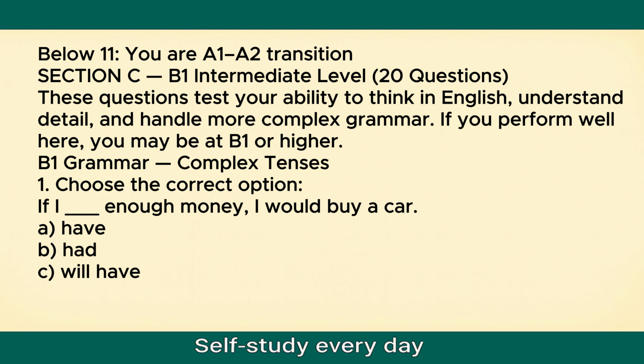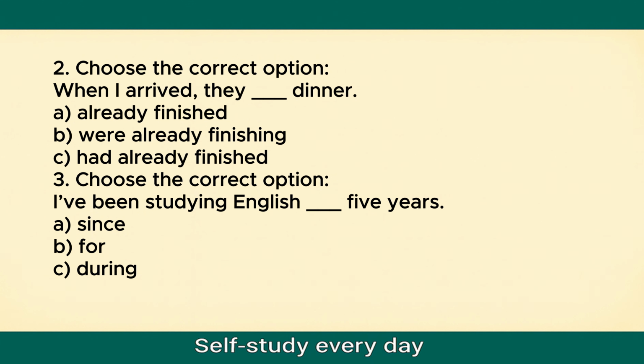Choose the correct option. If I blank enough money, I would buy a car. A. Have. B. Had. C. Will have. 2. Choose the correct option. When I arrived, they blank dinner. A. Already finished. B. Were already finishing. C. Had already finished.